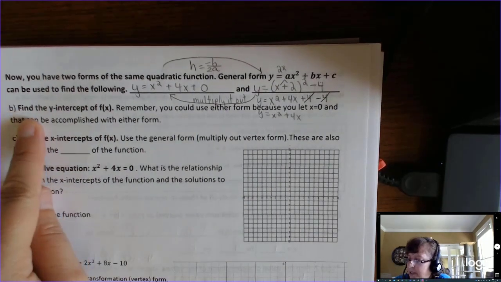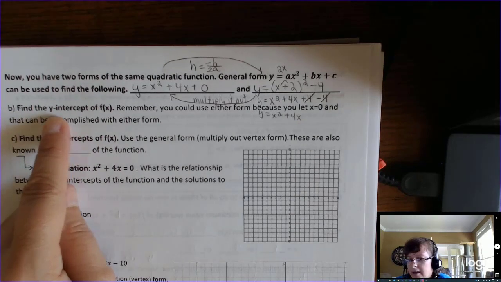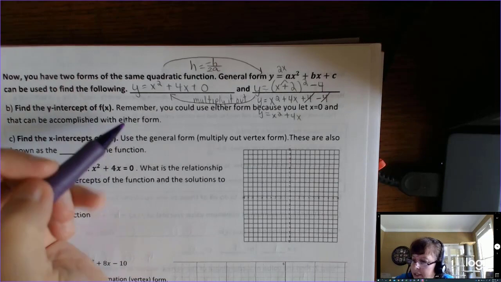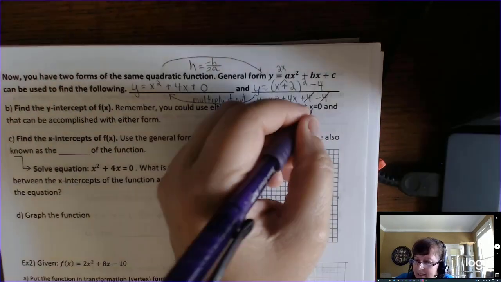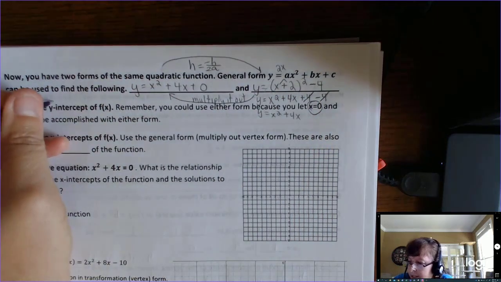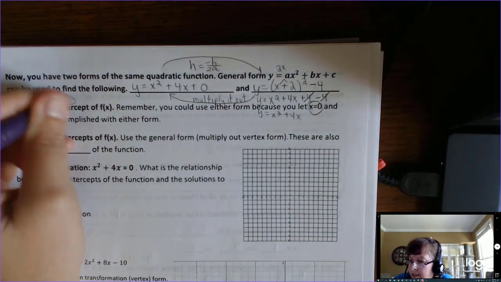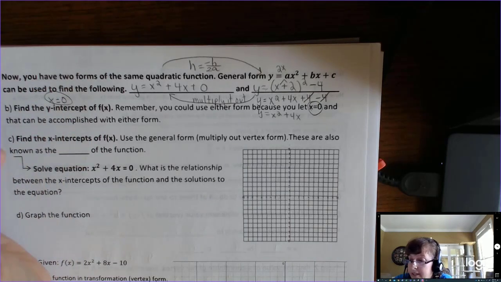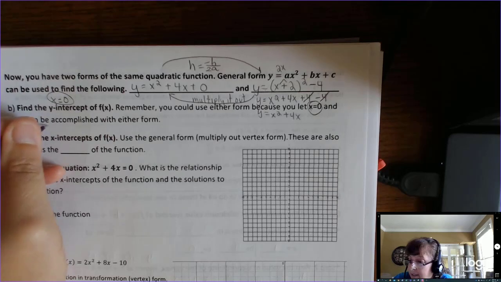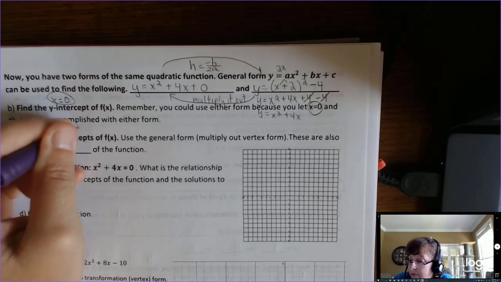The next thing you need to be able to do with a quadratic is find the y-intercept. Well, this concept is not going to change. To find the y-intercept, remember, you let x equal 0. And that's it. So you could use either form. Standard form's a little bit easier, but it's not that much harder.